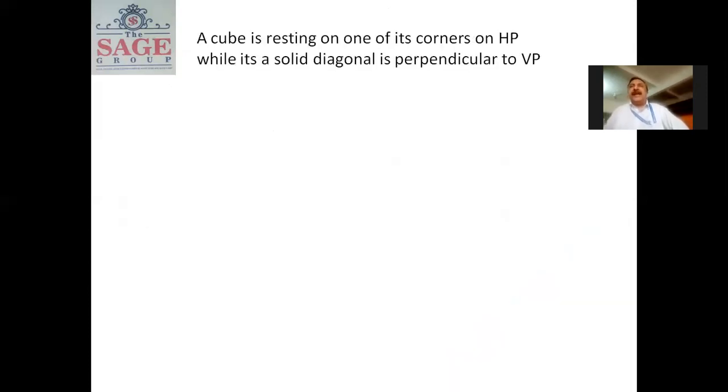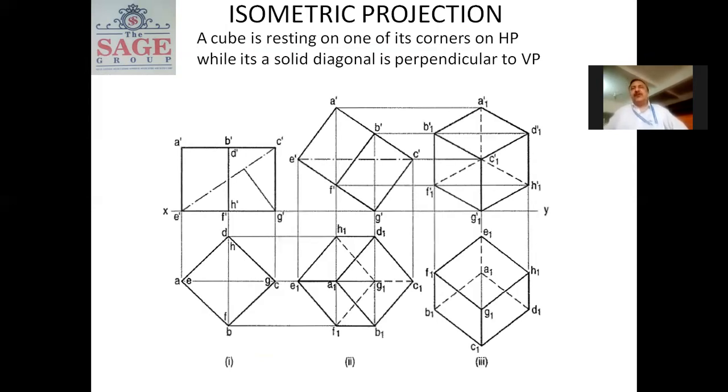Now we take another problem. Actually this is a problem of projection of solid, but it also represents isometric projection. So this question helps you to understand projection of solid as well as isometric projection. Now we completely draw the problem and try to explain how we draw. This is the total question.